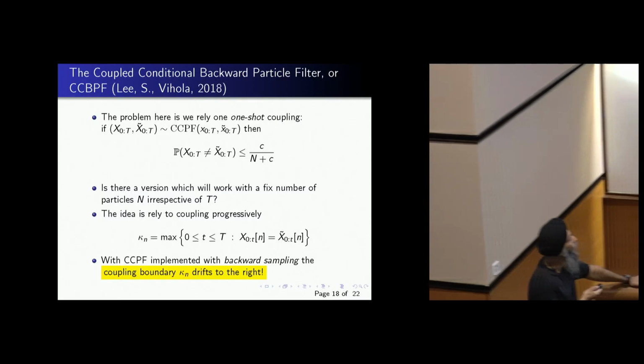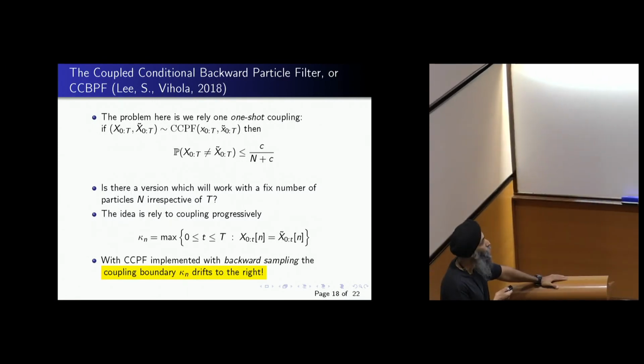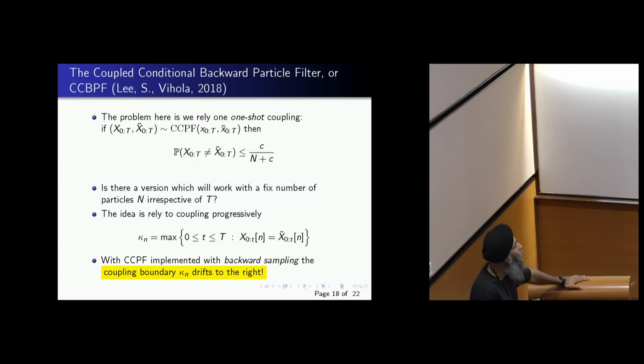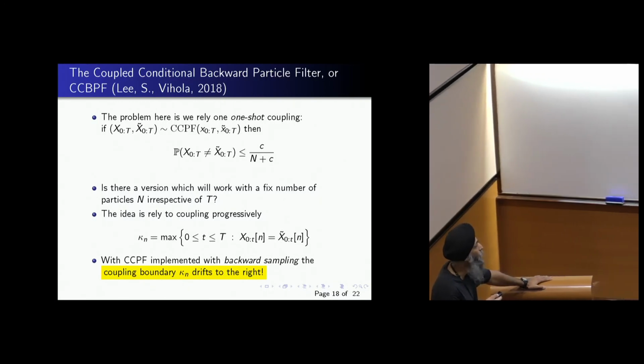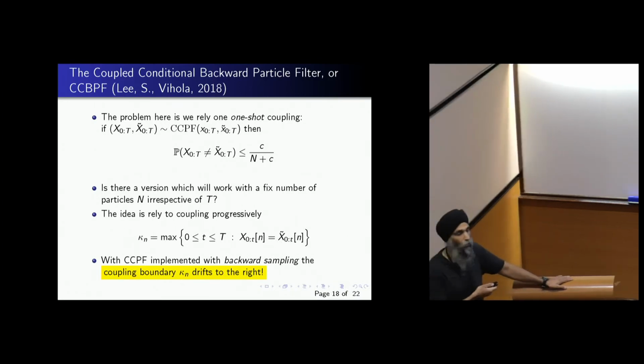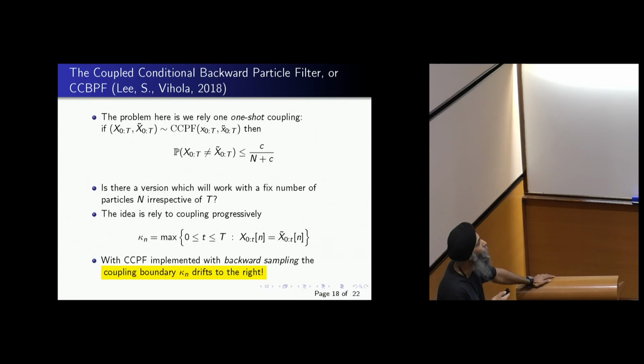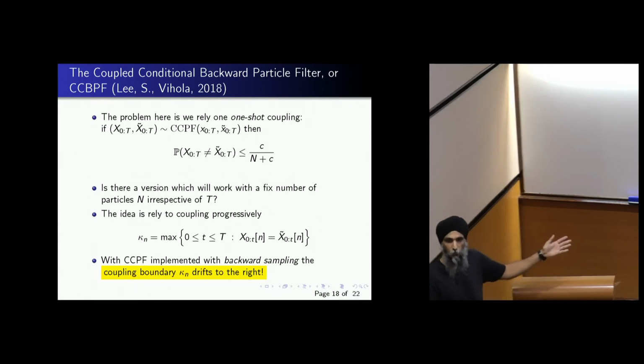So the idea is as follows: if you tweak the coupled conditional particle filter with just a backward sampling step, as proposed in Nick's discussion of the red paper, so you design a coupling of the conditional particle filter with backward sampling, we can show that the coupling boundary actually drifts to the right. Okay, so you don't have this very difficult situation where you demand coupling of the entire trajectory in one shot. You let the coupling boundary build up.